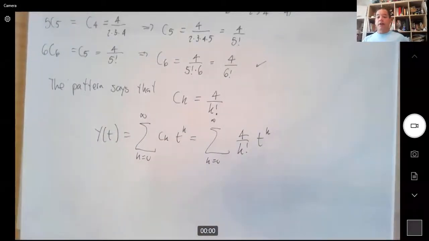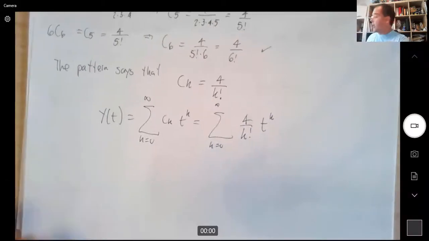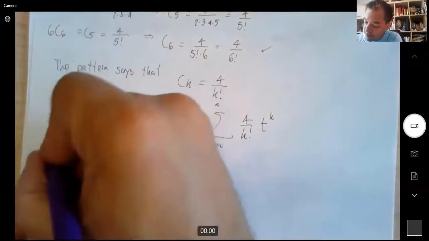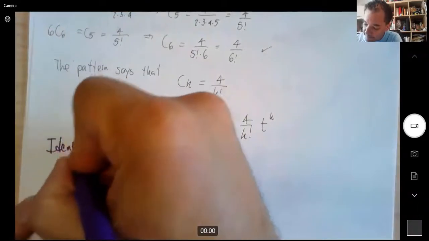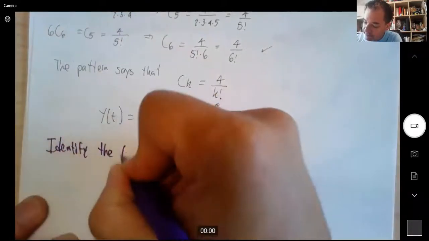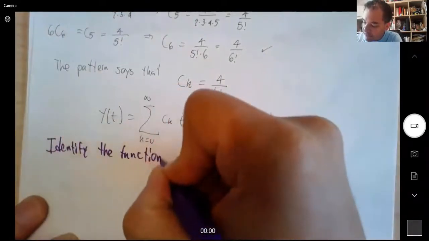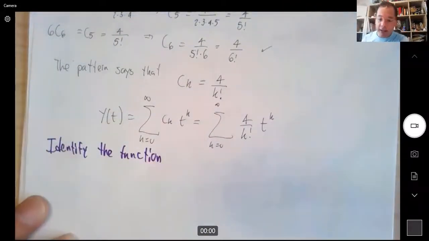Now, the last part of this problem actually does say a little extra. It says, and then recognize what the answer is. Let me look at the wording. It says, identify the function represented by the power series. Identify the function. Okay, well, we can do that because take the 4 out.